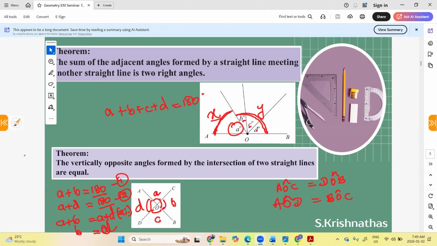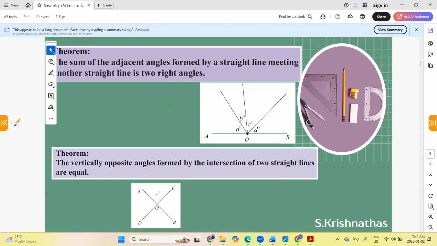All of you listen. Here, students, we can take A, B, C, D. We can take A plus B is equal to 180 degrees, sum of angles on a straight line. A plus D is equal to 180 degrees, sum of angles on a straight line. Both are equal, 180 degrees. We can write A plus B equal to A plus D.